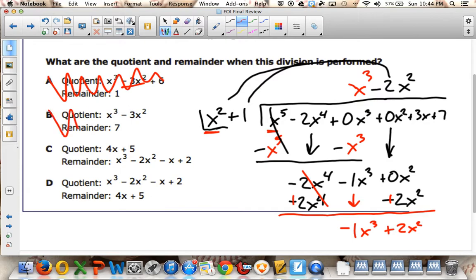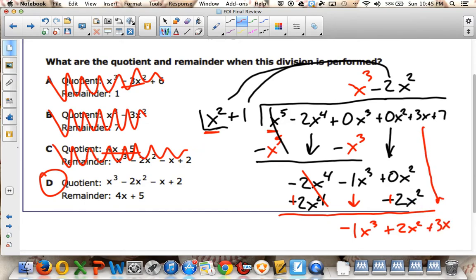Likewise, my answer is not B. I have x cubed and negative 3x squared. Can't be B. Right here, C, I have 4x plus 5. That's not the quotient that it's giving me either. So I haven't even finished the problem, and I've already eliminated 3 of the 4 answers that I have. Let's finish it out. So now I bring down my next term, and I have plus 3x.